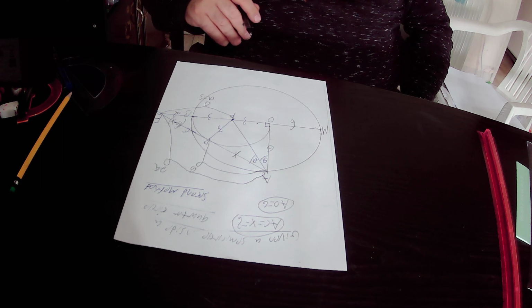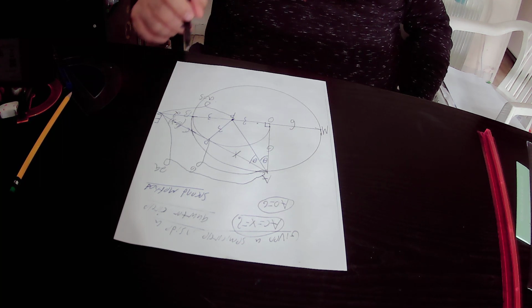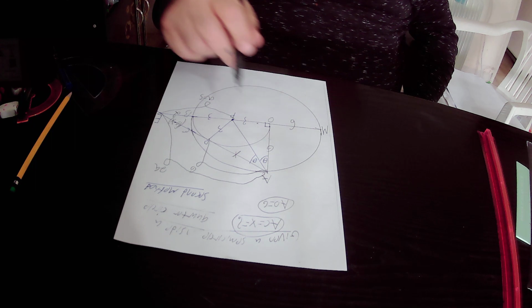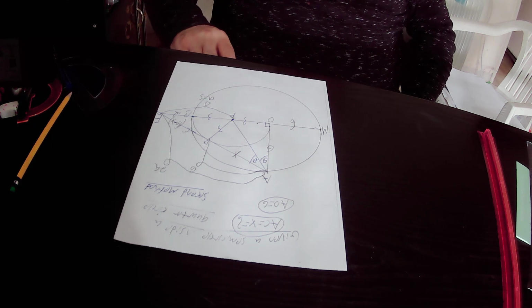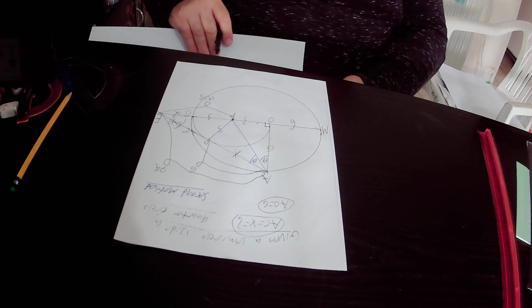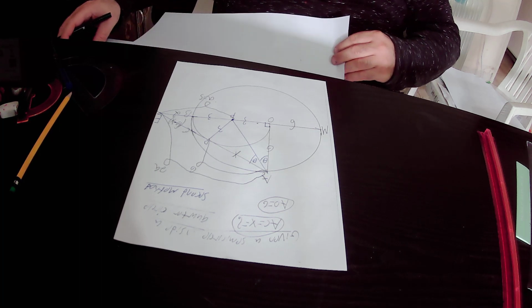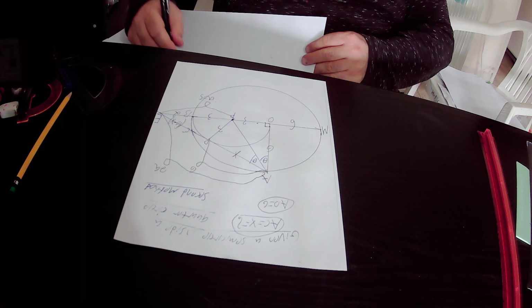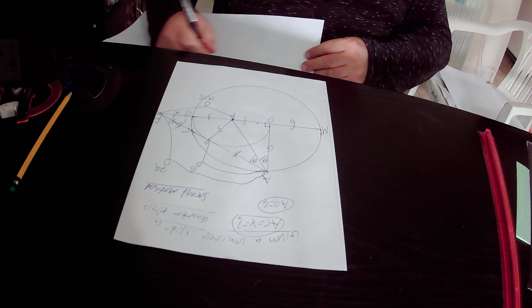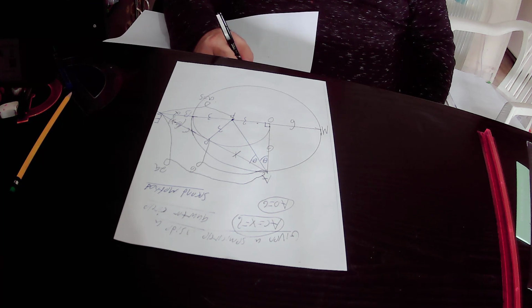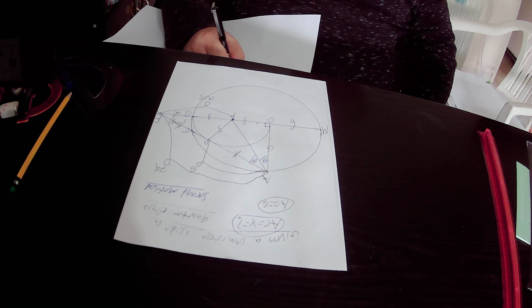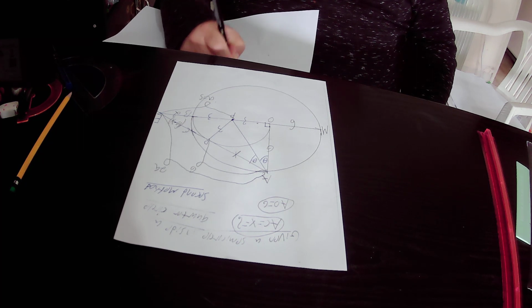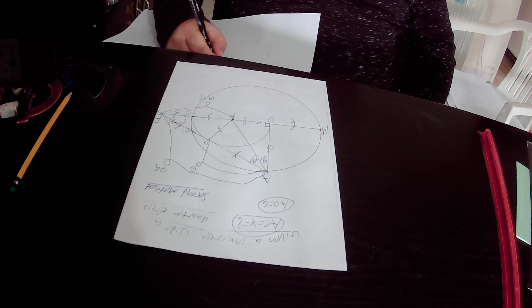So according to rule number 3, we get here that EC times EA equals EB times EM. Again, according to rule number 3, we get that EC times EA equals EB times EM.